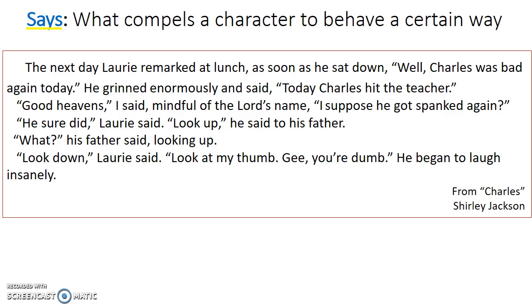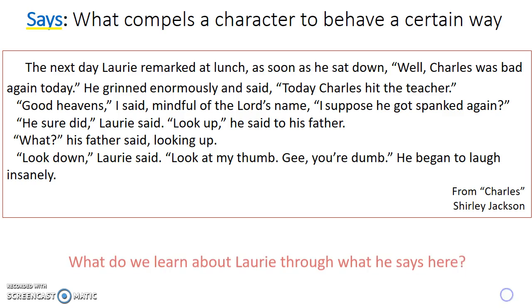The next day, Laurie remarked at lunch as soon as he sat down, "Well, Charles was bad again today." He grinned enormously and said, "Today, Charles hit the teacher." "Good heavens," I said, mindful of the Lord's name. "I suppose he got spanked again." "He sure did," Laurie said. "Look up," he said to his father. "What?" his father said, looking up. "Look down," Laurie said. "Look at my thumb." "Gee, you're dumb." He began to laugh insanely.